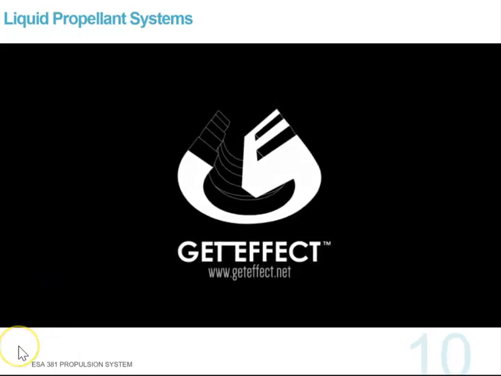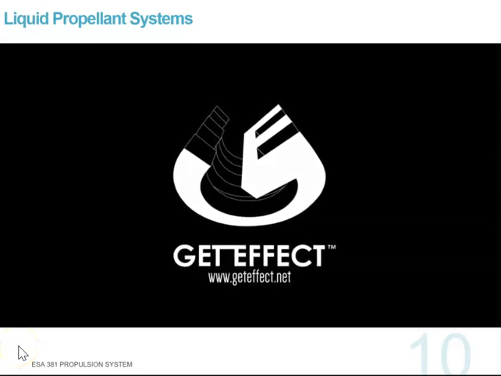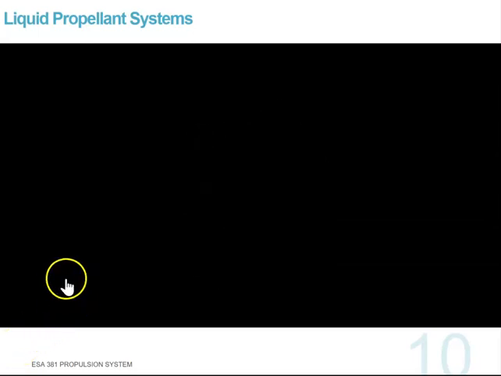Let's see for this. So this is an example of a liquid propellant system.